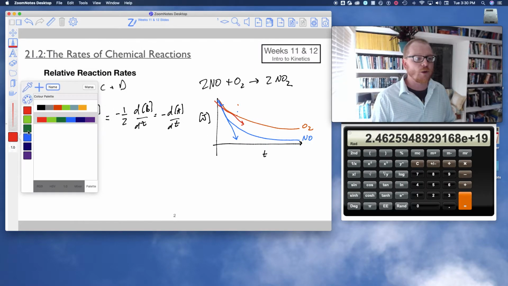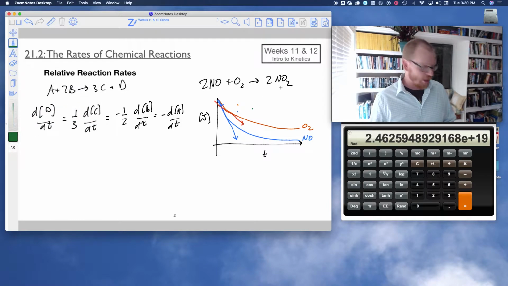And then correspondingly, for the product NO2, it will have the same rate as NO because of the coefficient of 2, assuming that I can draw those things being equal.